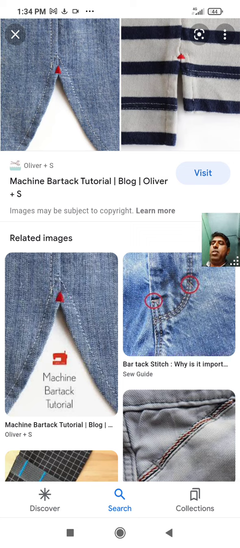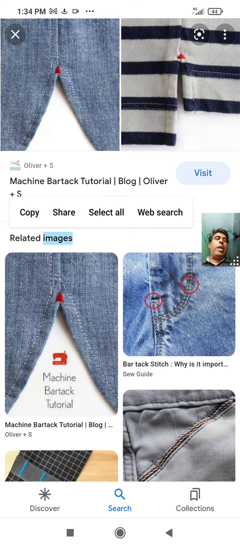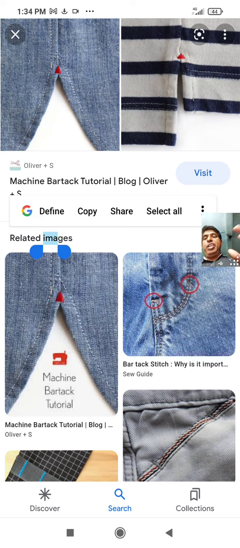Opening too short, causing bottom stop failure. So opening too short is one problem. Causing bottom stop failure. So bottom stop failure means there is a bottom stop, but it is a failure. What is bottom stop? I have already shown you what is bottom stop. So if it fails, then that is one kind of zipper failure.